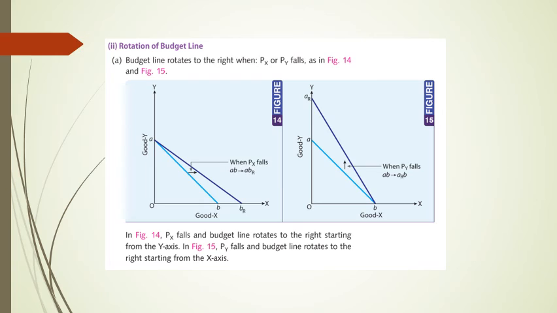Now rotation of budget line. Budget line rotates to the right when price of X or price of Y falls. If price of X falls, consumer is able to purchase more of X, and when price of Y falls, consumer is able to purchase more of Y commodity, so budget line rotates.